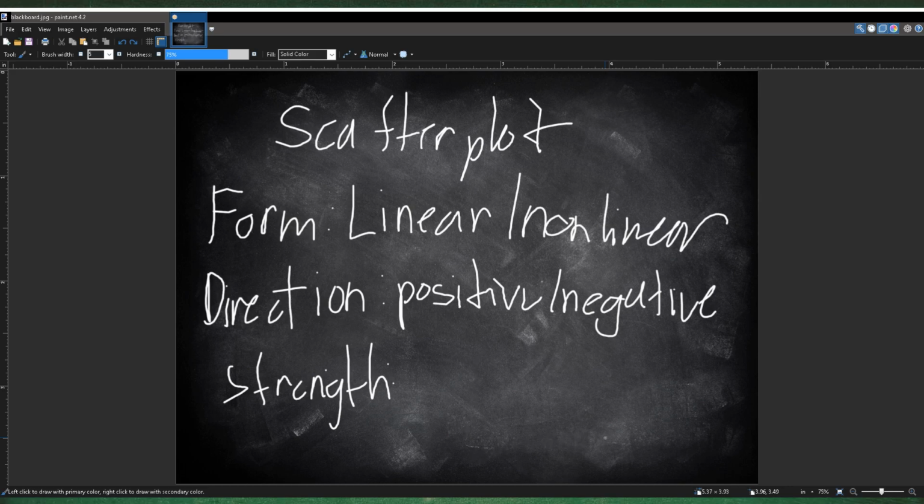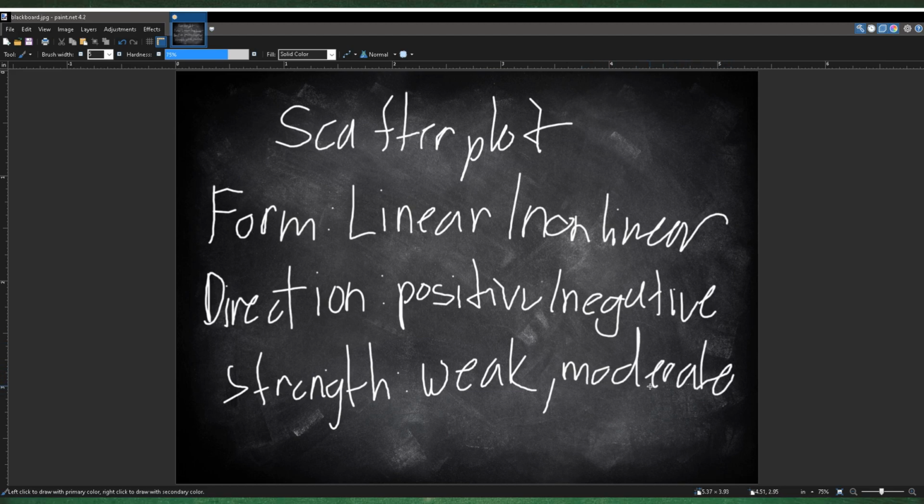Variation means the difference from the mean, like how different those numbers are from each other. So that is strength. You usually describe it as weak or moderate. If it's okay strength, but you can't say it's weak or strong, call it moderate.